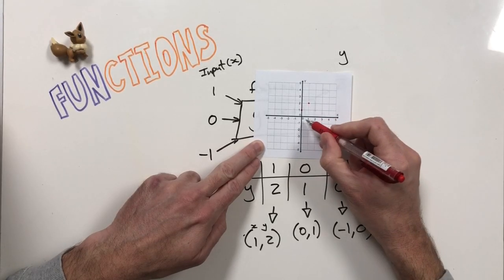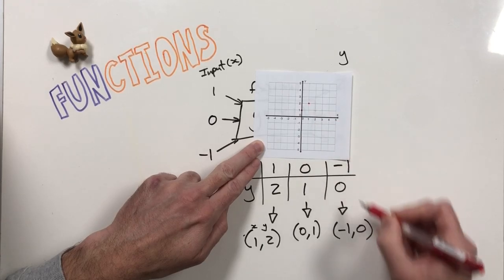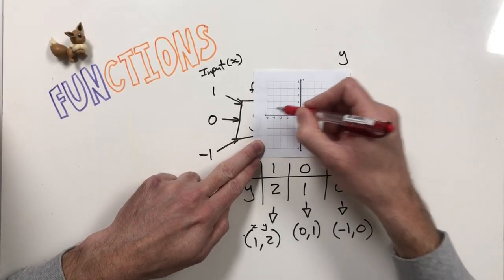And the third coordinate, x would be -1. So if I look here and I follow, that's -1 right there. So it should be somewhere here. And then the y value is 0, and y value is 0 everywhere on the x-axis.